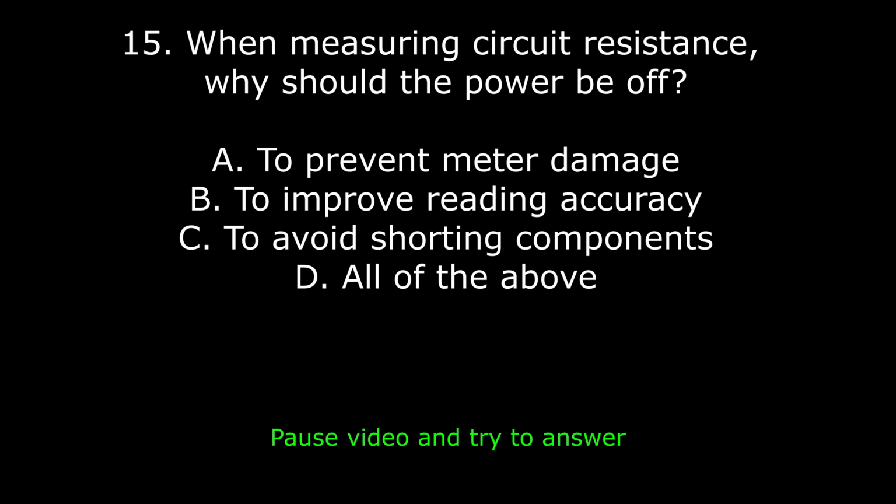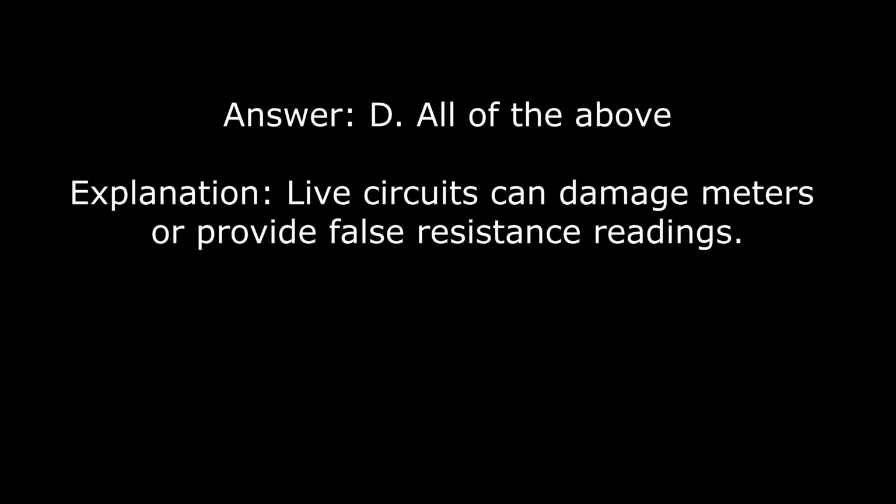15. When measuring circuit resistance, why should the power be off? A. To prevent meter damage. B. To improve reading accuracy. C. To avoid shorting components. D. All of the above. The answer is D. All of the above. Explanation: live circuits can damage meters or provide false resistance readings.